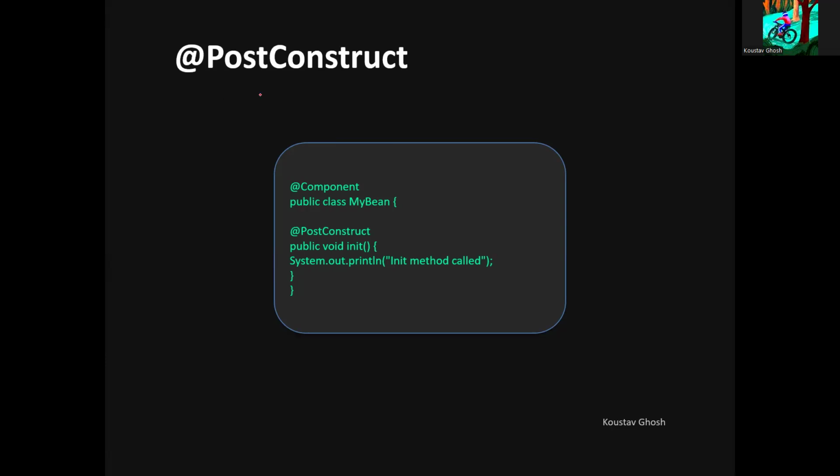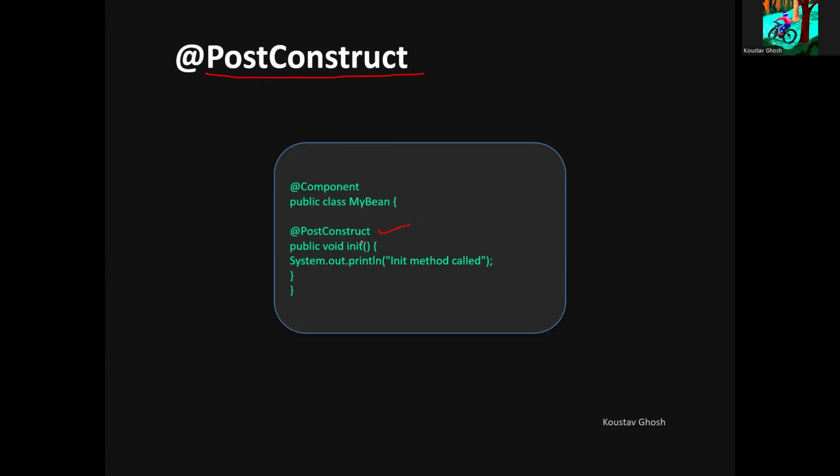So this is the PostConstruct. Now let's look into the initialization. We use the annotation @PostConstruct. This method runs after dependency injection is completed, but before the bean is used. Again, we use the annotation @PostConstruct, and whatever method you put under it runs after the dependency injection is completed and before the bean is used. That's the purpose of PostConstruct.